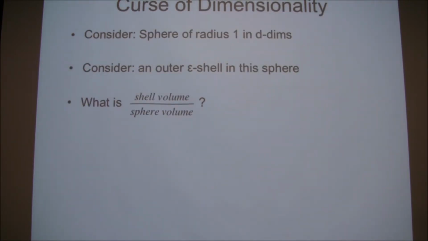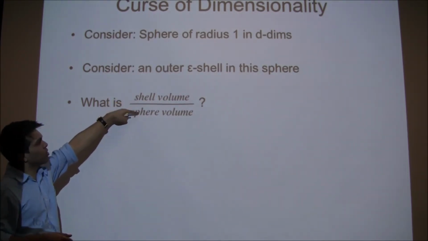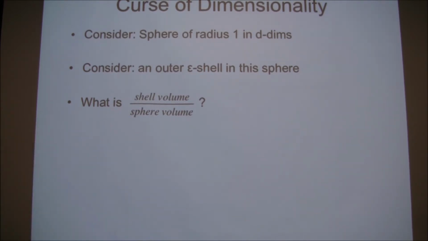So here's example one. Think about a sphere of radius 1, centered at the origin. So far so good, nothing too problematic. Consider an outer epsilon shell of that sphere, and I'm going to ask about the ratio of the volume of the shell to the volume of the sphere. This will tell us something about what we expect in high-dimensional spaces. So let's do that.